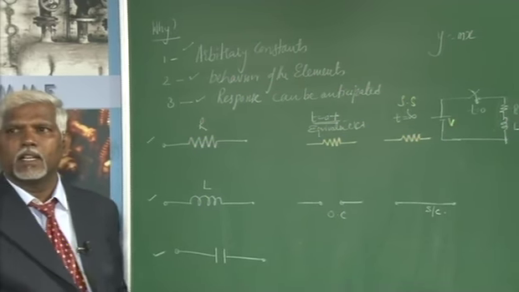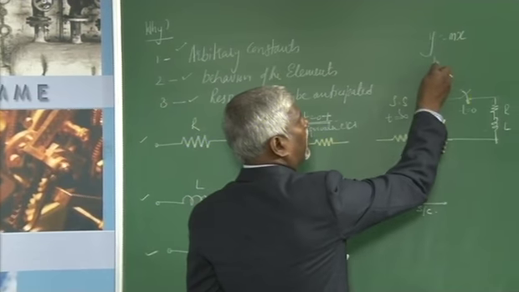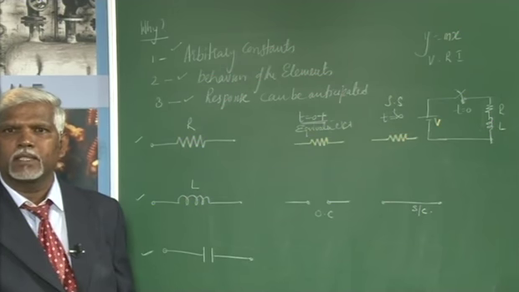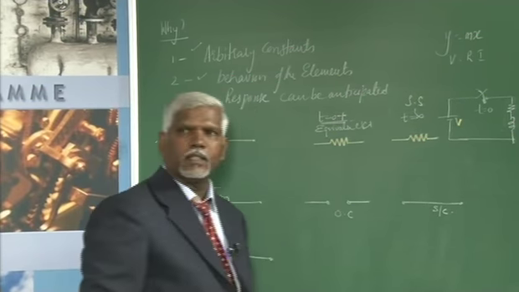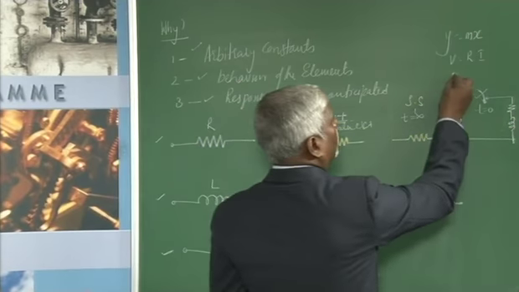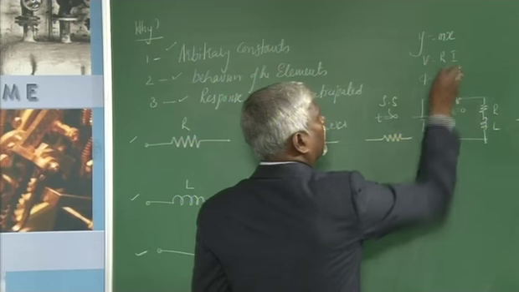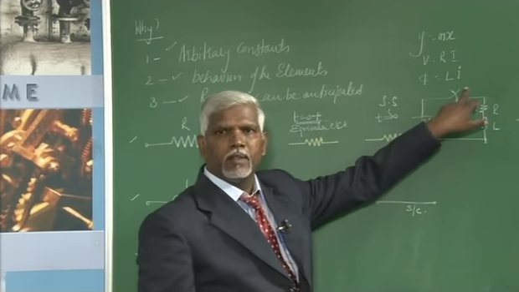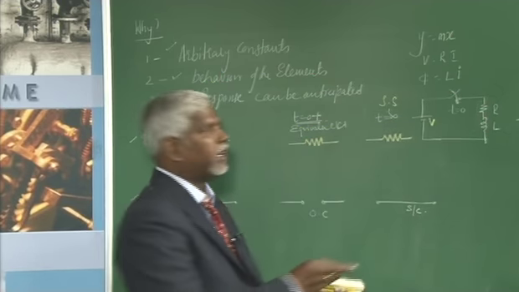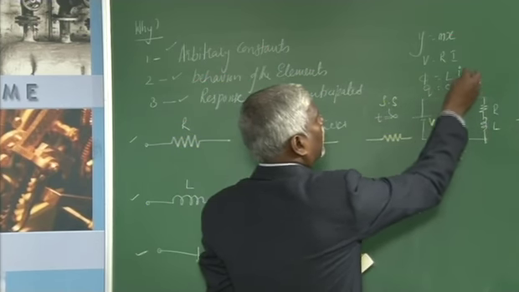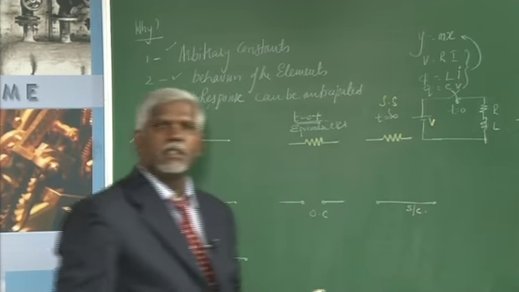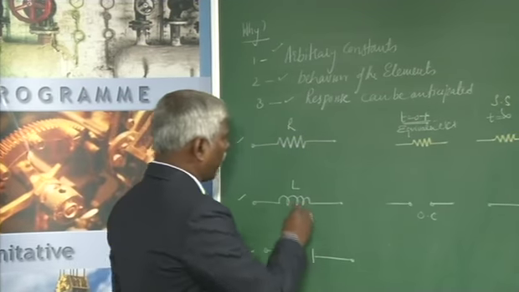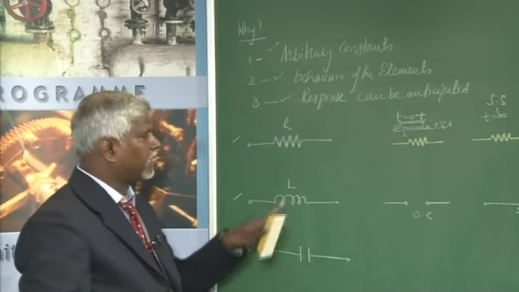Similarly, when I say R is linear, the corresponding equation is v is equal to R into I, an equation similar to y is equal to mx. If I say the inductor is linear, the fundamental equation is phi is L into I. The rate of change of flux is the voltage, therefore it is L di by dt. And similarly for a capacitor, it is Q is C into V. All these 3 equations are similar to a linear equation, that is why we assume them to be linear over a given range.